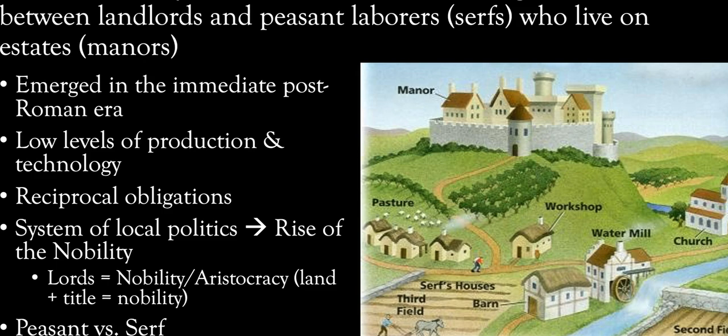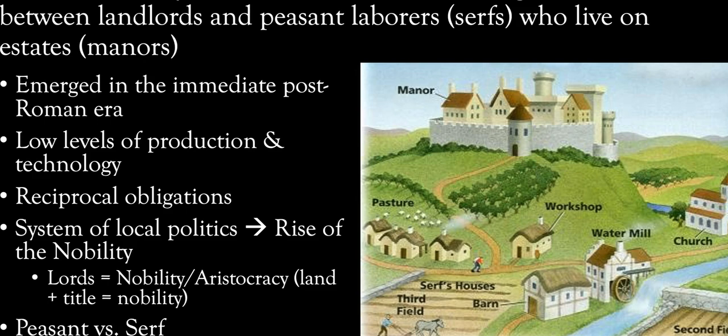Now, the social system in the manor was based on these reciprocal obligations. So the peasants, or serfs, as they're known in this context, had to work for the lord. And the serfs were obligated to give their lord a portion of the produce that they harvested. This produce was usually things like wheat and barley and other types of grain.